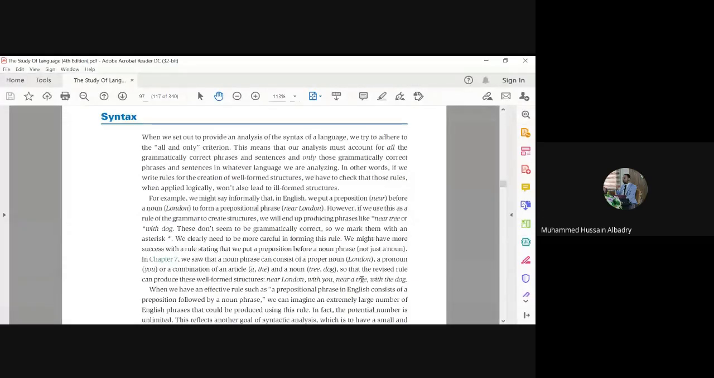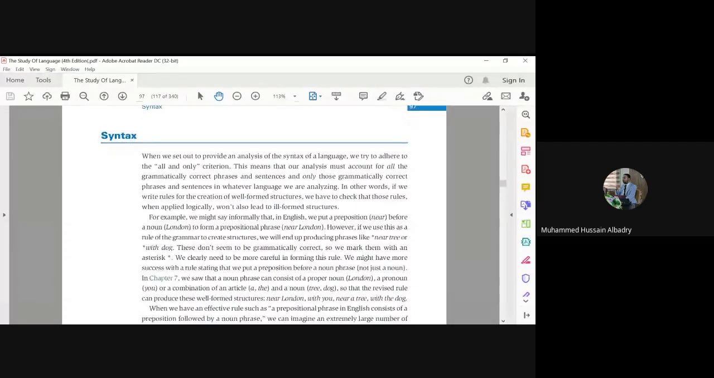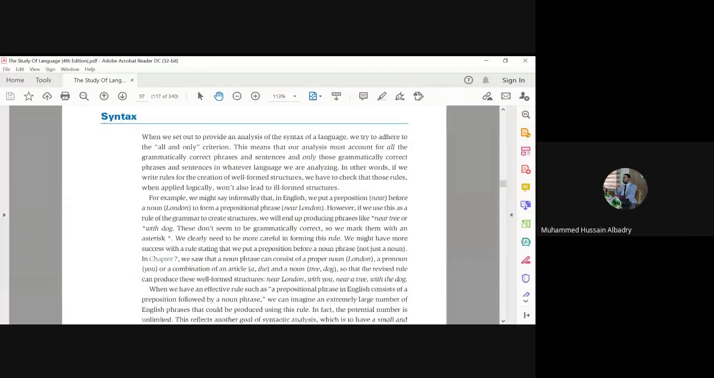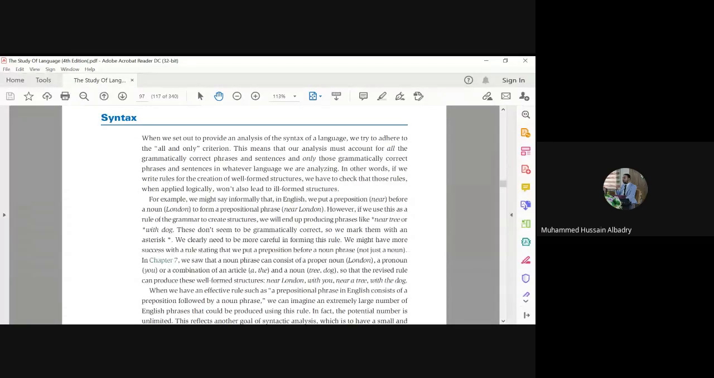Today we have syntax, chapter number 8. We're going to talk about syntax, deep and surface structures, and also structural ambiguity.